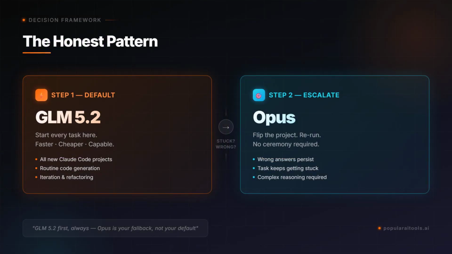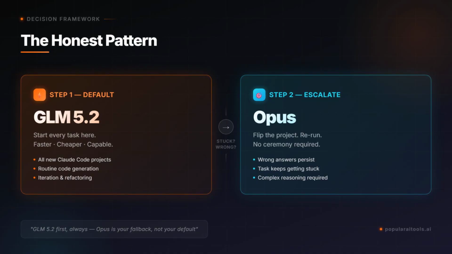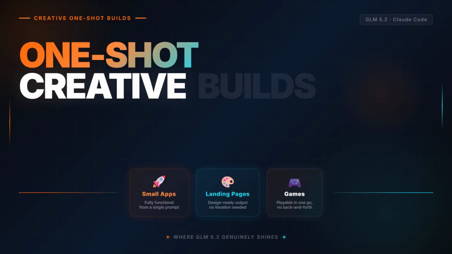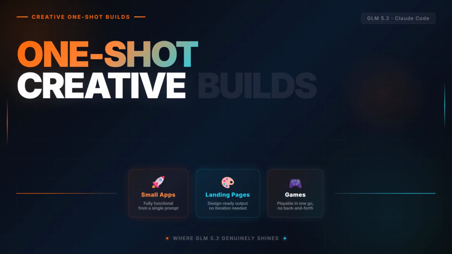So the honest pattern is simple. GLM 5.2 is your default. When something produces wrong answers or gets stuck, you flip that project to Opus and rerun. That's it. No ceremony.